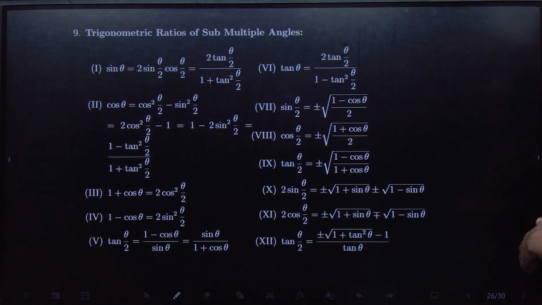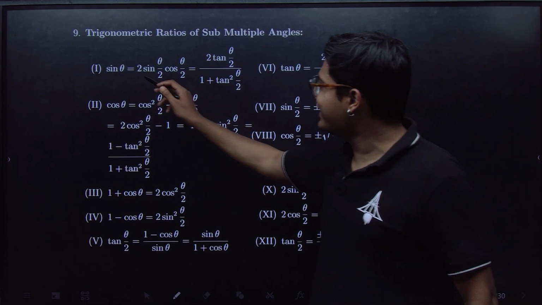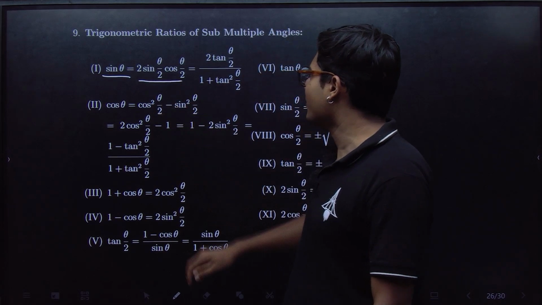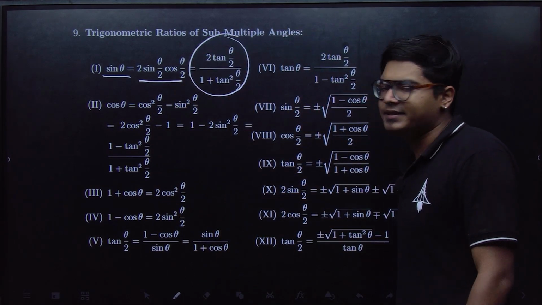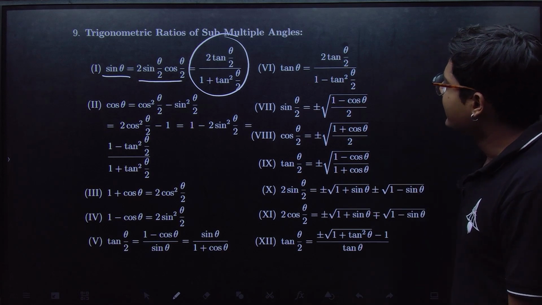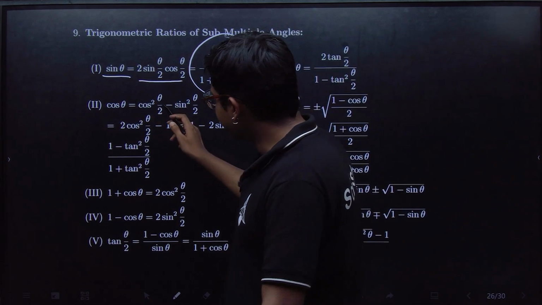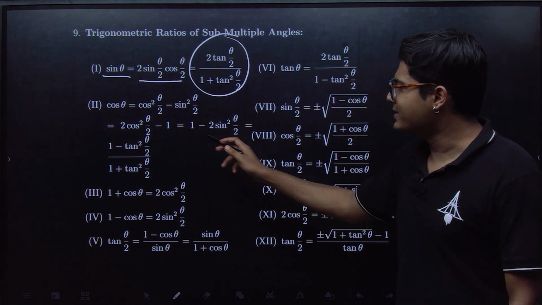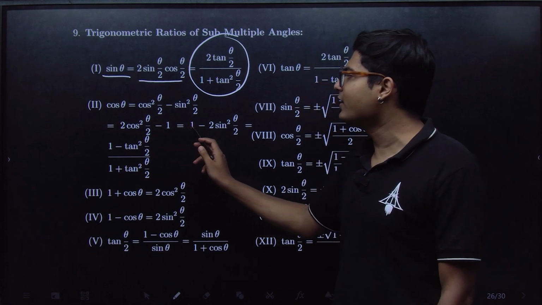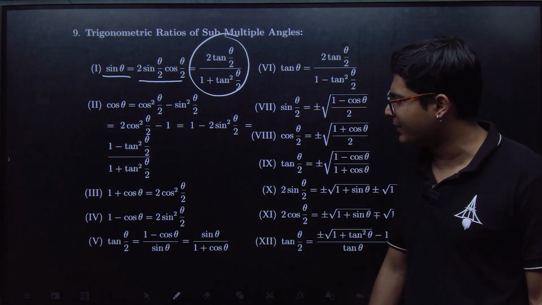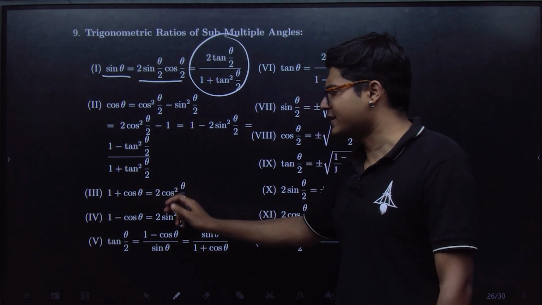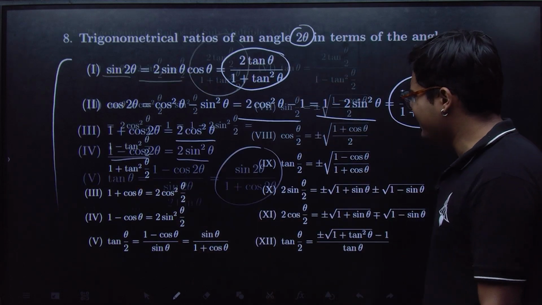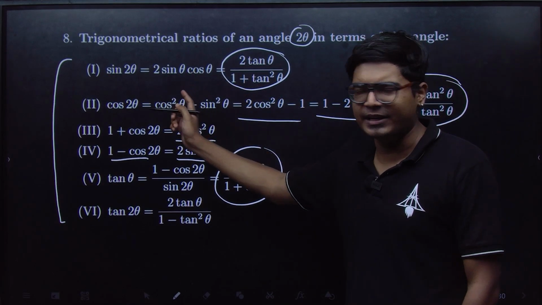Next is trigonometric ratios of some multiple angles. You can write sin theta as 2 sin theta by 2 cos theta by 2, or as 2 tan theta by 2 divided by 1 plus tan square theta by 2. Similarly, you get cos theta as cos square theta by 2 minus sin square theta by 2, which is nothing but 2 cos square theta by 2 minus 1, or 1 minus 2 sin square theta by 2, which can further be written as 1 minus tan square theta by 2 divided by 1 plus tan square theta by 2. This is just replacing theta with theta by 2 in these equations.